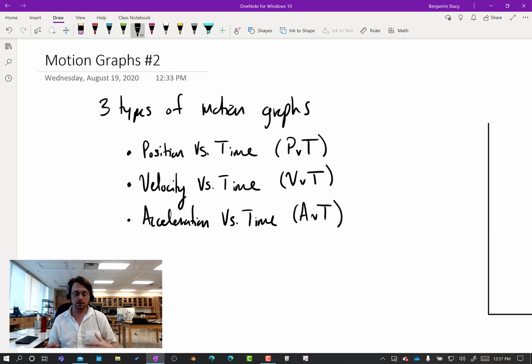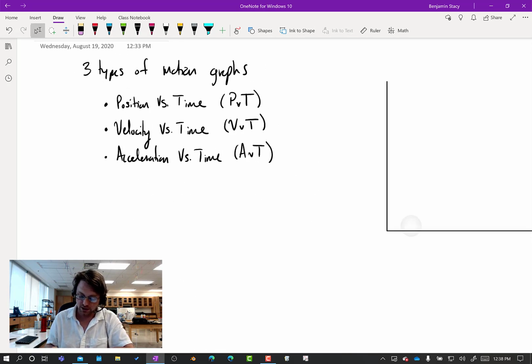So we like to represent one particular motion with a position versus time, a velocity versus time, and an acceleration versus time graph. We want to put all those pieces together, and so those three different types of graphs that we can make should agree with each other. So let's start off with a position versus time graph for that very scenario, a car moving in one direction at a constant speed.